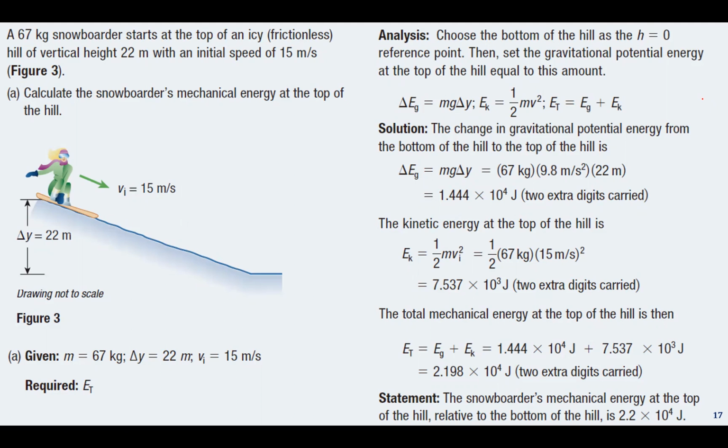So we can make the following statement. The snowboarder's mechanical energy at the top of the hill relative to the bottom of the hill is approximately 2.2 times 10 raised to the power 4 joules.